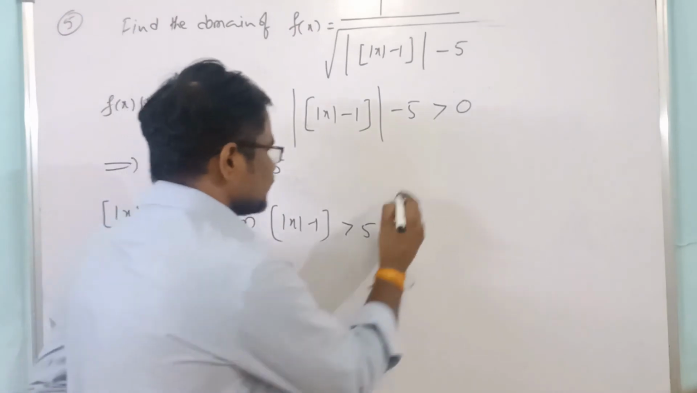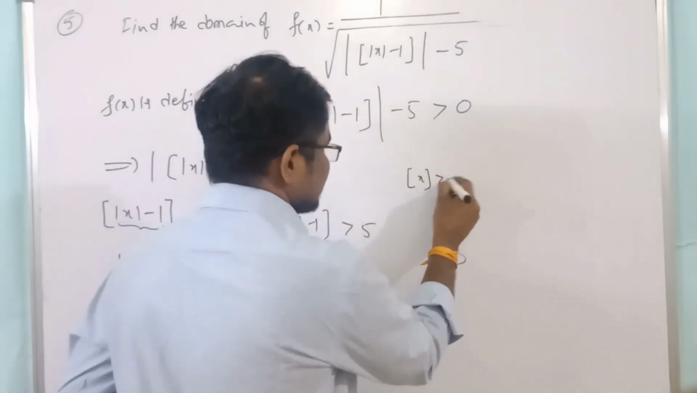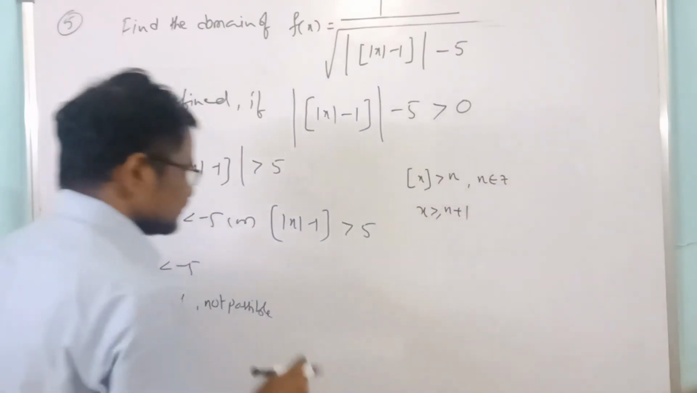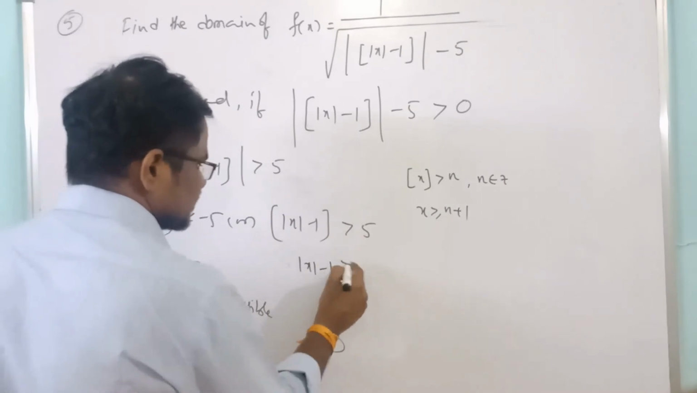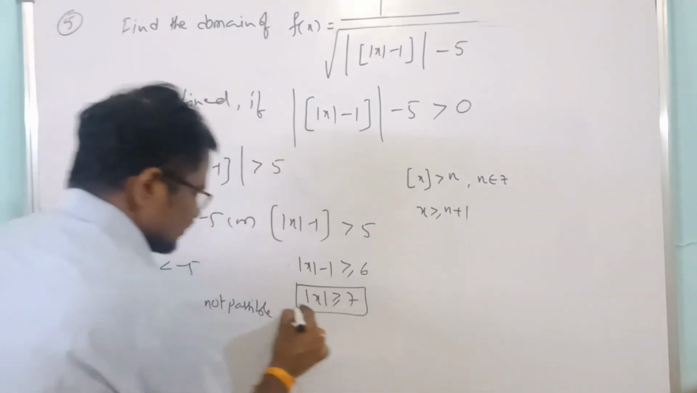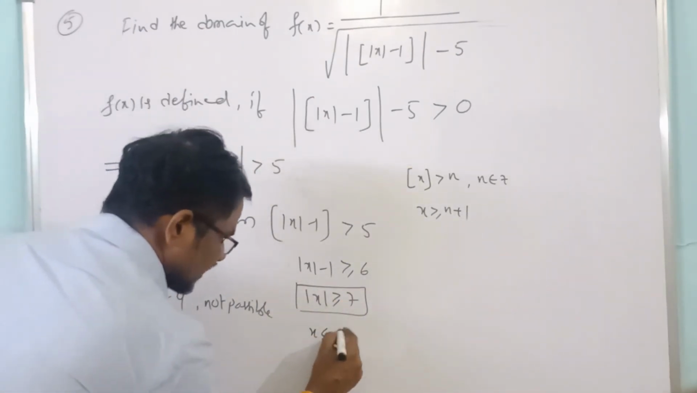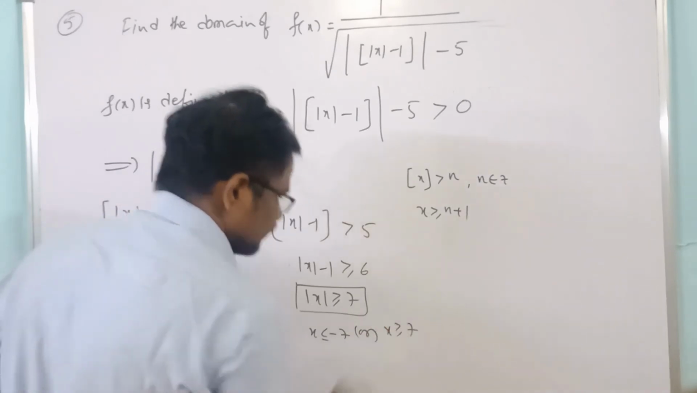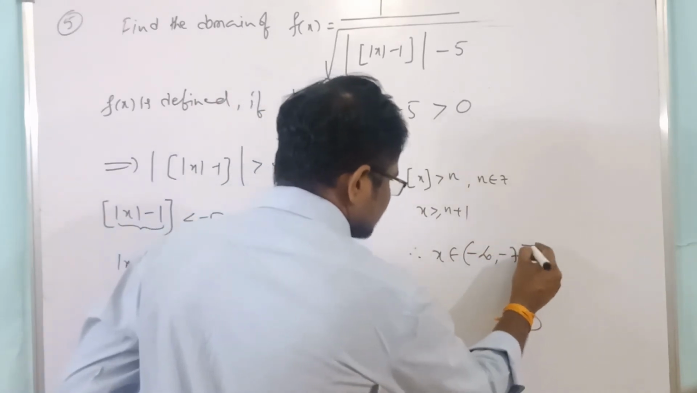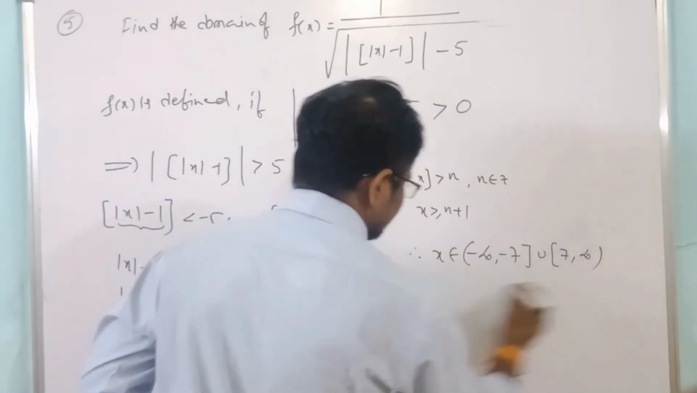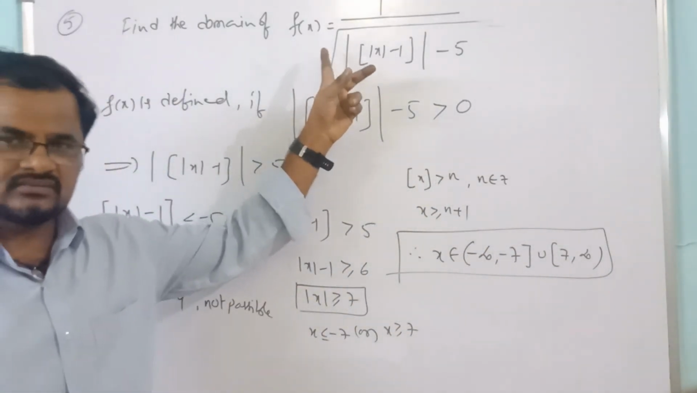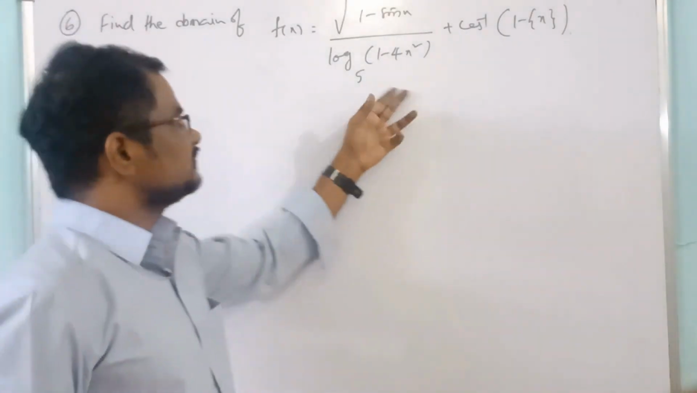Now here also we know that whenever the greatest integer function of x is greater than n, where n belongs to integers, it means x is greater than or equal to n plus 1. So in place of x, mod x minus 1 is there, so that's why greater than or equal to 6, mod x greater than or equal to 7. So mod x greater than or equal to 7 means x less than or equal to minus 7 or x greater than or equal to plus 7. Therefore x belongs to the open interval minus infinity to closed interval minus 7, union closed interval 7 to infinity. So this is our required domain of the given function. Okay, right.